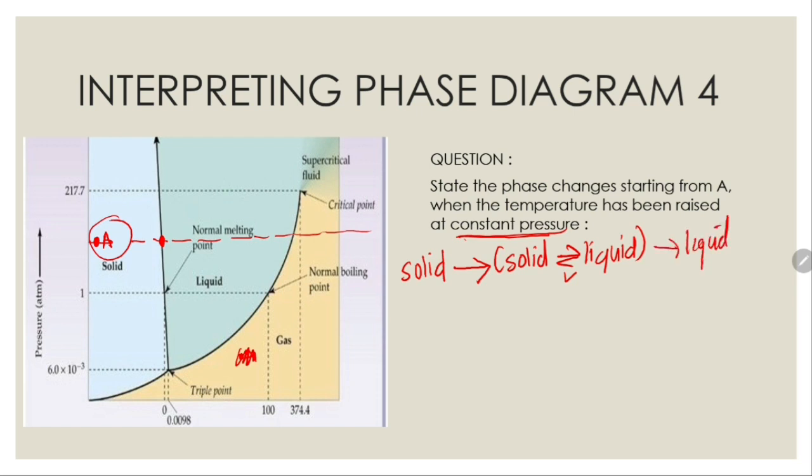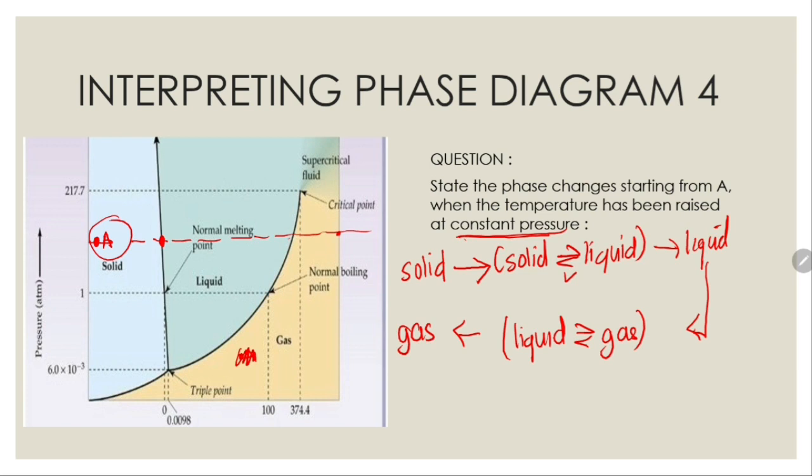Okay, and then it touches again the liquid-gas equilibrium line, and continues. Raise the temperature. Since it doesn't state the maximum temperature it reaches, we just assume it goes till the end of the phase diagram, which is here. So from liquid-gas equilibrium, it ends up as a gas.